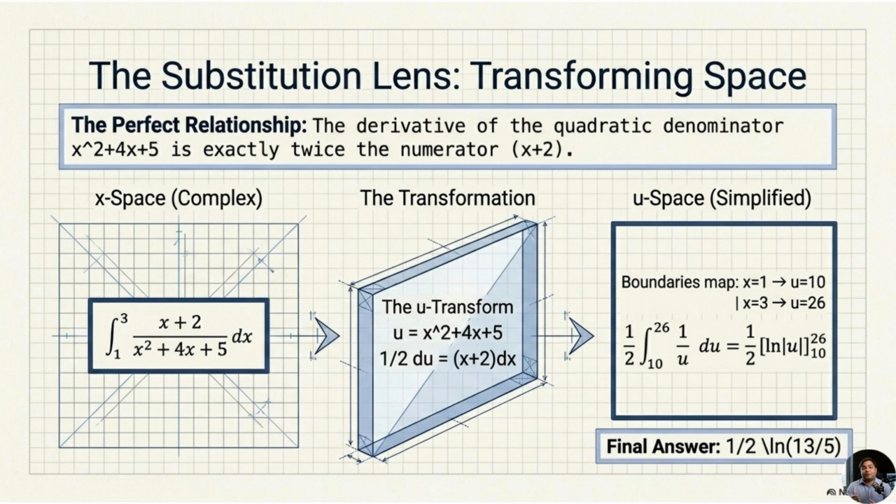Using the logarithm rule, this becomes 1 half times natural log of 26 divided by 10. 26 divided by 10 simplifies to 13 divided by 5. Therefore, the final answer is 1 half times natural log of 13 over 5. The main concept is that substitution transforms a complicated x space problem into a simpler u space problem.